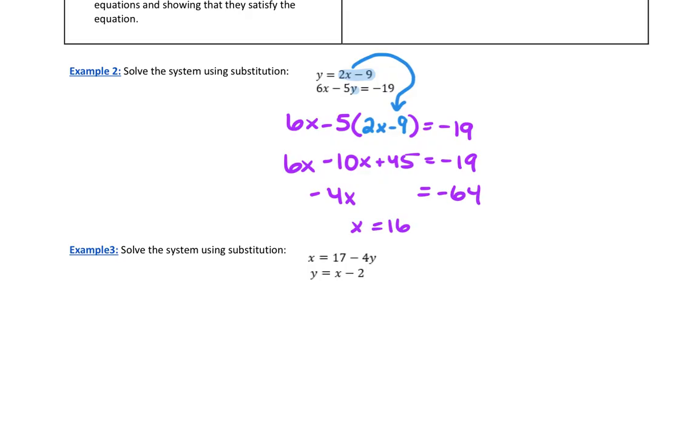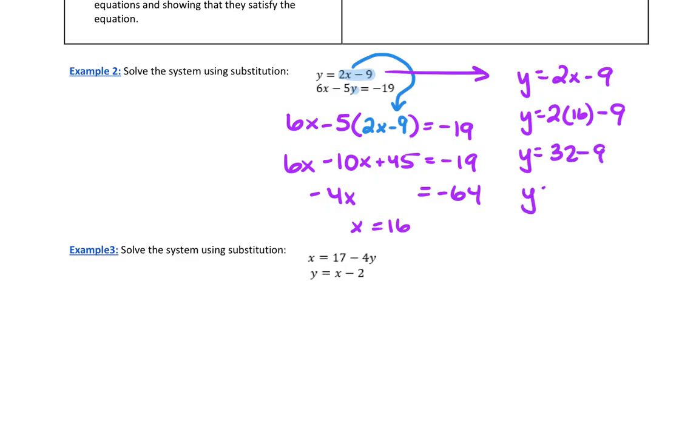Now we're going to go ahead and take this equation, y equals 2x minus 9, and we are simply going to replace x with that 16 that we just solved for. So y is going to be 23. And sometimes you want to write that answer as an ordered pair, depending on how it's provided to you.